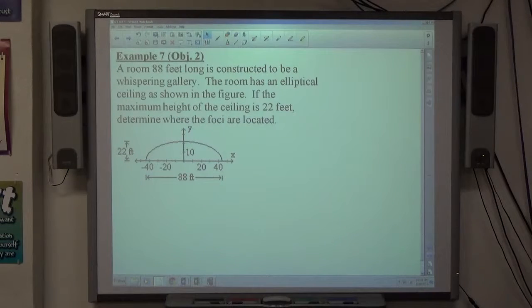Okay, example 7. A room 88 feet long is constructed to be a whispering gallery. The room has an elliptical ceiling as shown in the figure. The maximum height of the ceiling is 22 feet. Determine where the foci are located.